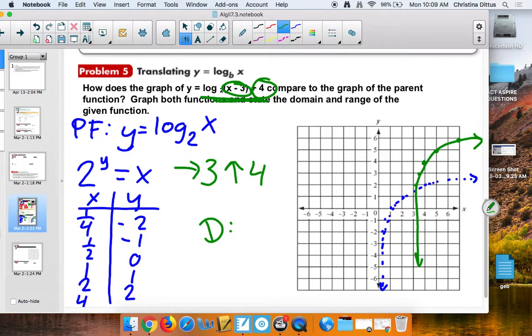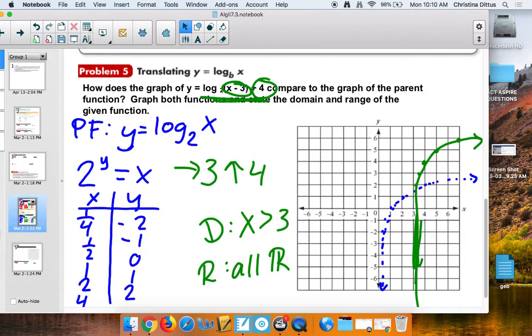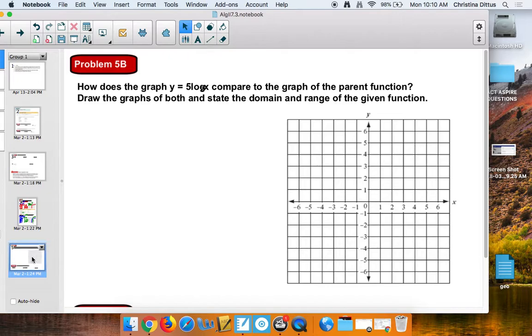Now I have to figure out my domain and range. Domain is my x's. Can my x's be anything? Bigger than 3, good. It doesn't ever get to 3. And my range, all reals. It goes down to infinity and up to infinity. Okay. Questions? No questions. Okay.